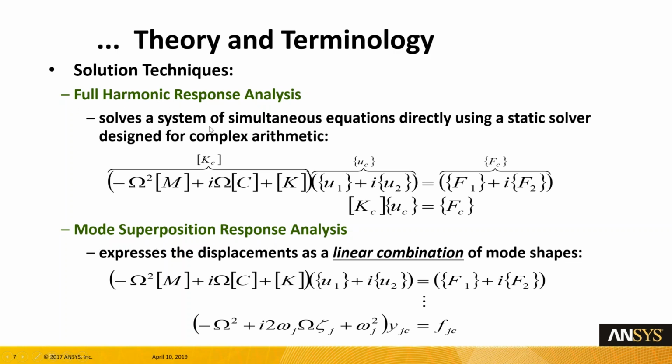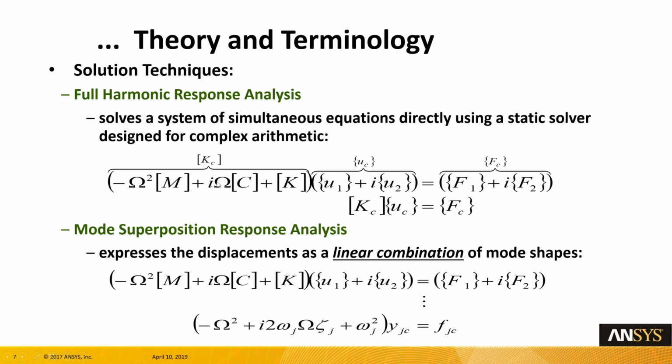What's the difference? Full harmonic response solves a system of simultaneous equations directly using a static solver designed for complex arithmetic. This is where the full harmonic response analysis treats the mass, damping, and stiffness matrices as a complex stiffness matrix, and the displacements are treated as a complex displacement, and the forces similarly are treated as complex. So then this equation is reduced down to this form over here. In a mode superposition analysis, this expresses displacement as a linear combination of mode shapes.